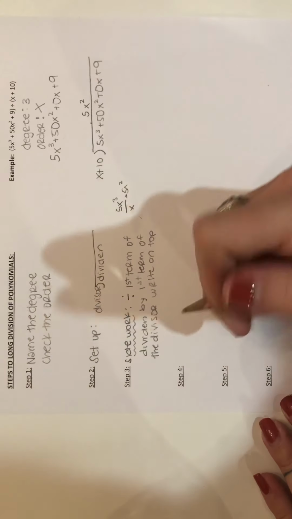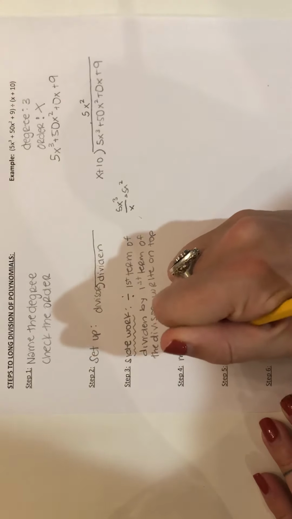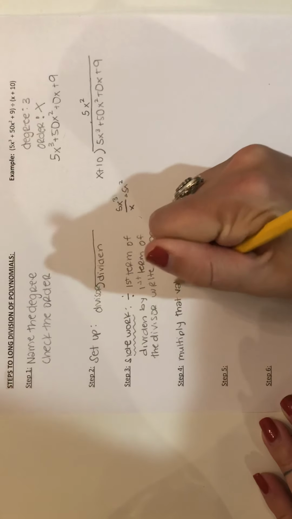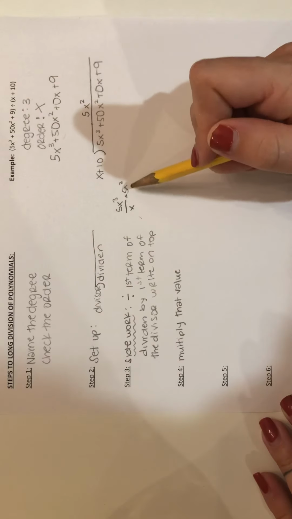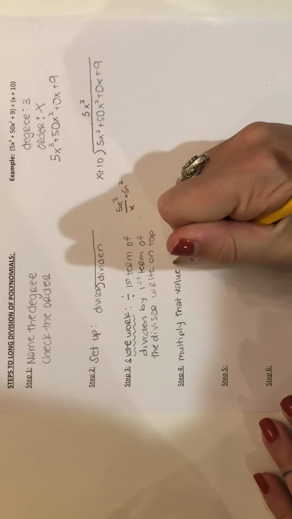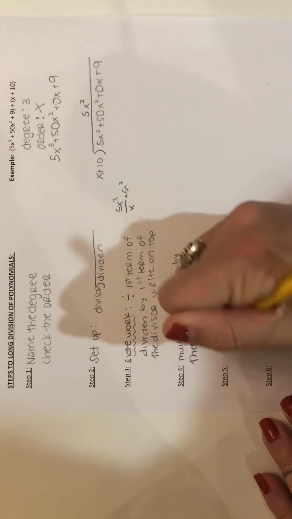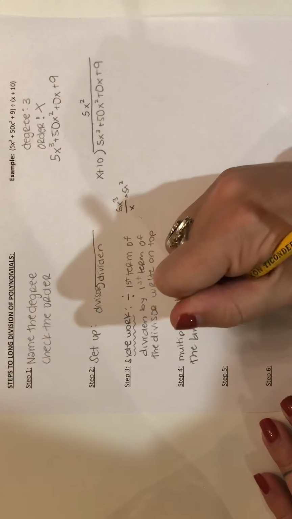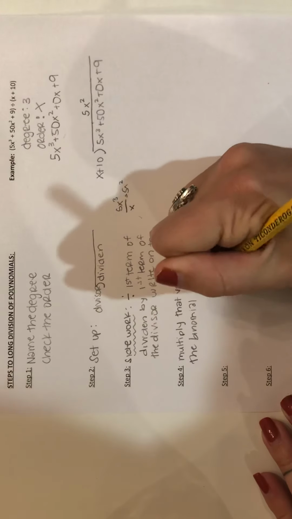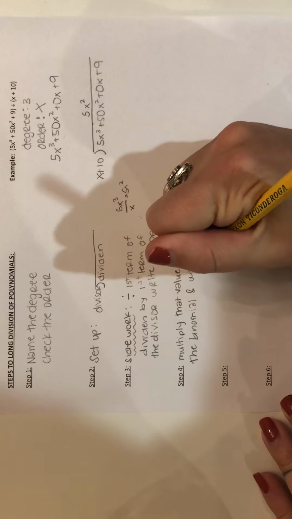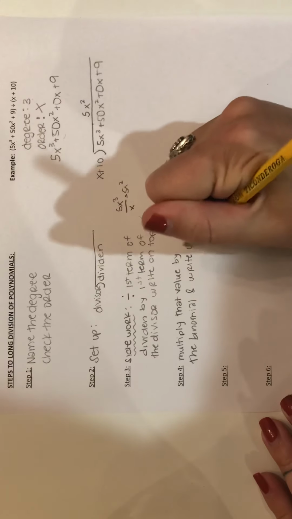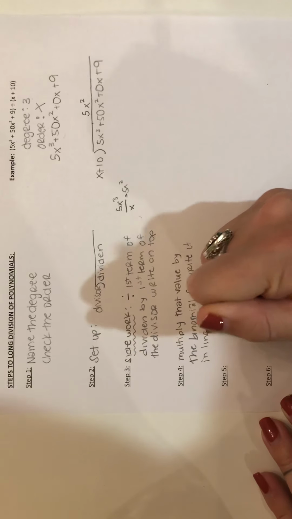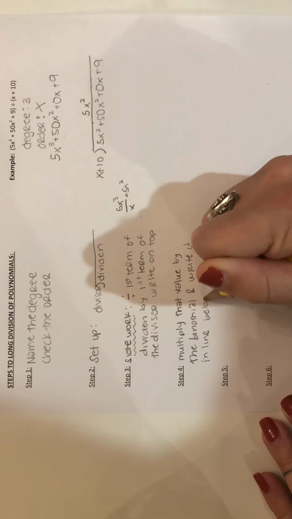Step 4 is going to be to multiply that value, the value that we just divided on the side and put on top, by the binomial, or the divisor in that case, because the binomial is our divisor. And we're going to write it in line below the dividend.